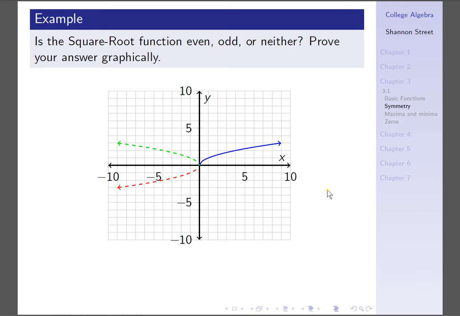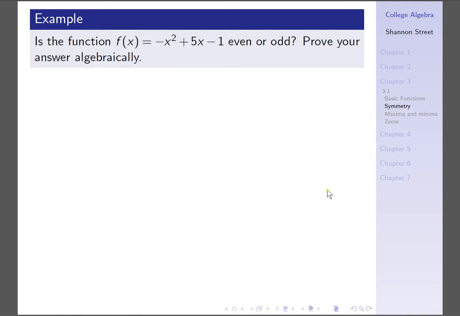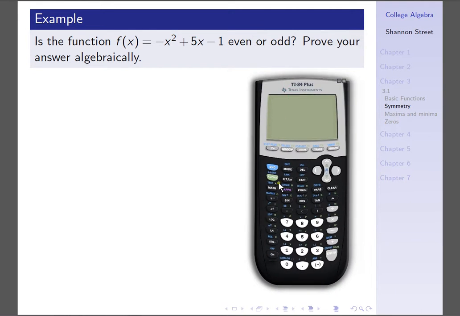Now we can test this algebraically. You have a test for this in your notes on the next page under the symmetry heading. Suppose we want to see if this function, -x squared plus 5x minus 1, is even, odd, or neither. Well, I don't know exactly what the graph of this looks like. I could put it in my calculator with relative ease. Let's see what it would look like to have a good idea.